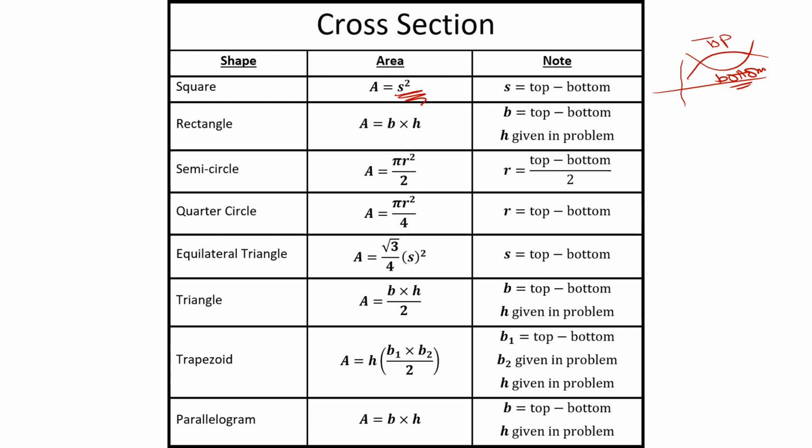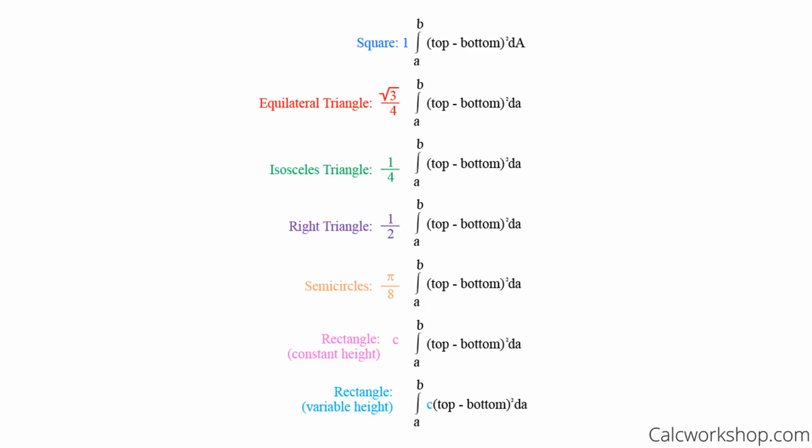Similarly, for a rectangle, it's base times height. Again, base is top minus bottom and height should be given in the formula. So in this way, we will find the area of the cross section. Similarly, to find the volumes, we also use the same formula, that is, top minus bottom whole square.